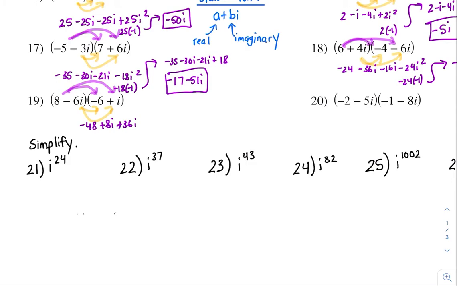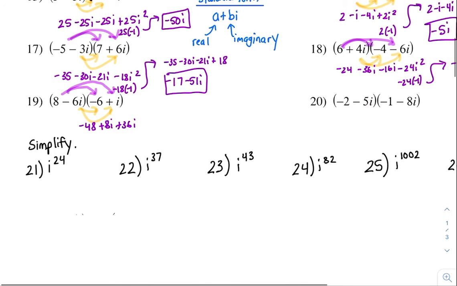Okay, now let's take a look at 20. Wait, did I even put the answer? No, I did not. So we got negative 48, 8i, 36i, and negative 6i to the second.